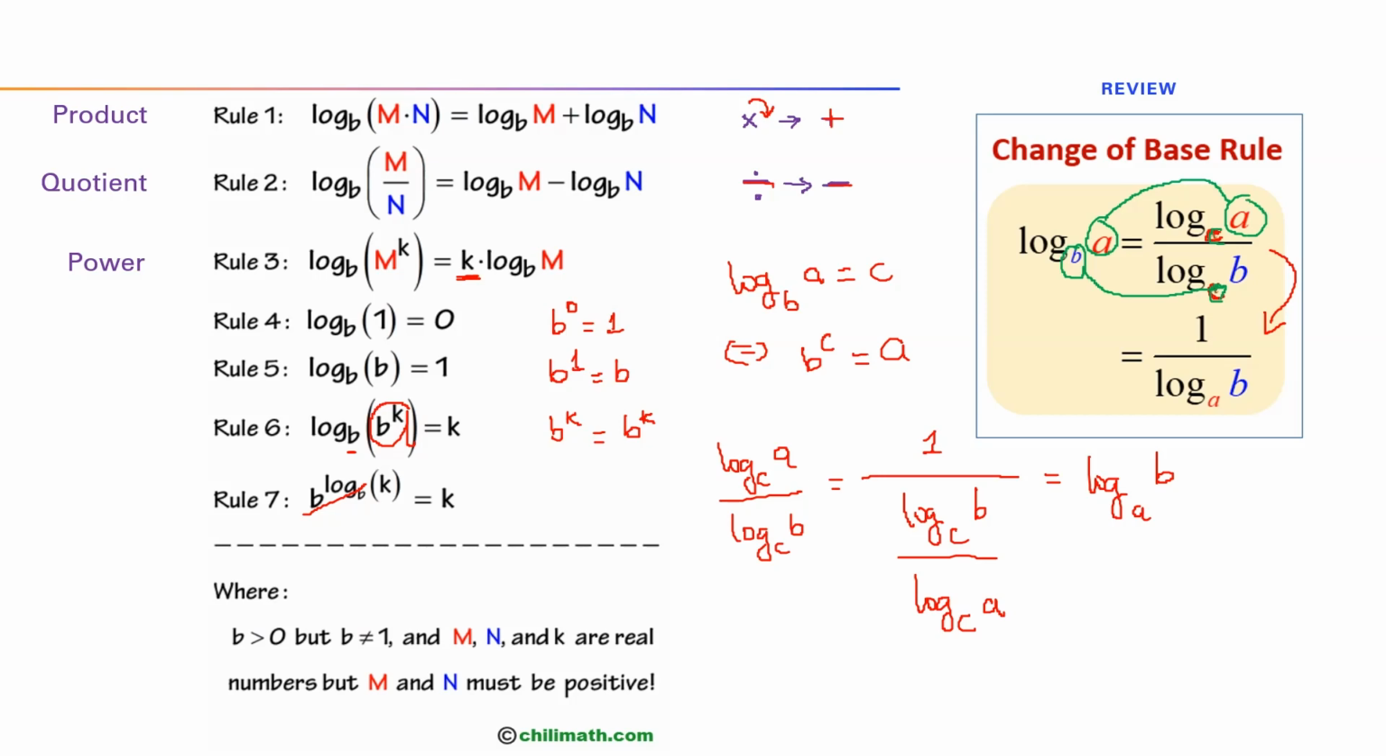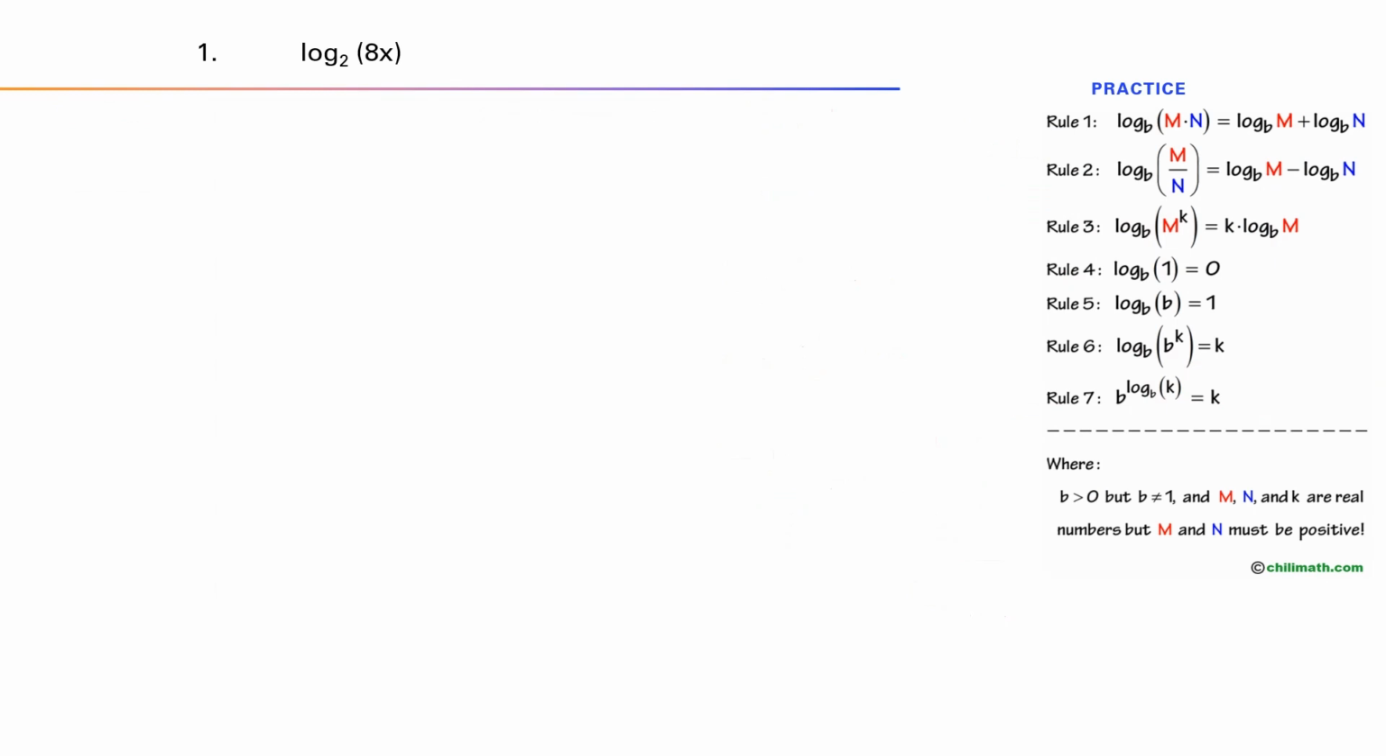Okay, let's practice. So we have log base 2 of 8 times x, right? So we see that we have the product rule here. We can rewrite it as log base 2 of 8, and then we plus log base 2 of x.